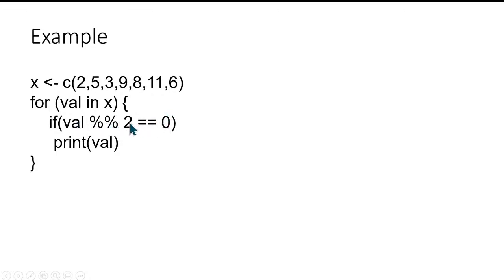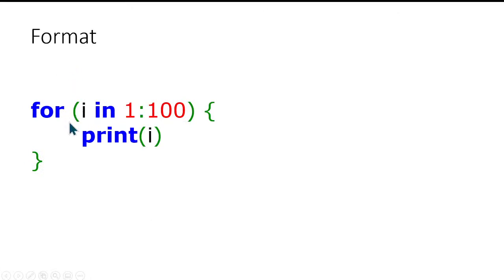But if val divided by 5 equals 0, then it is divisible. Let's say 3. If each value in this x is divided by 3 and you have 0, then it will give you all these values: 3, 9, 6. So you have 3 different values of x that are divisible by 3.